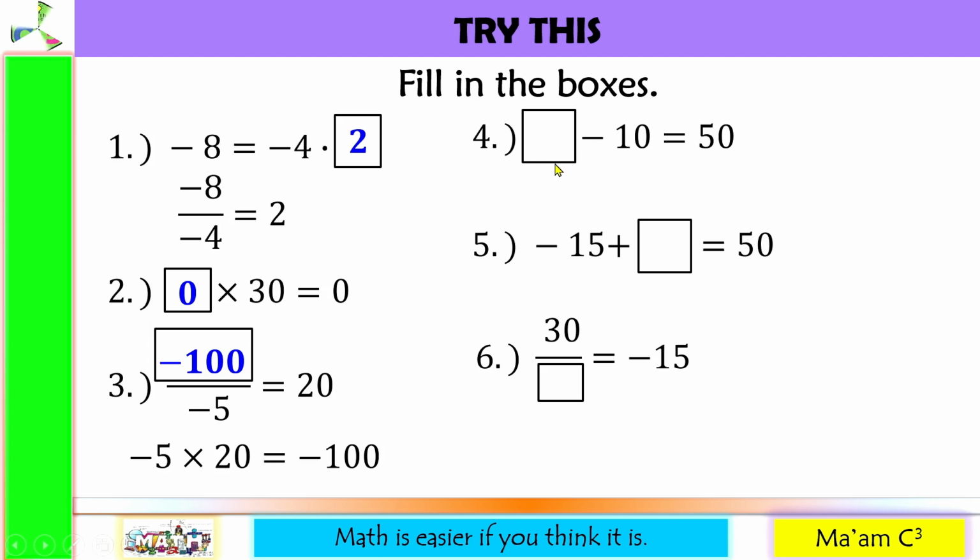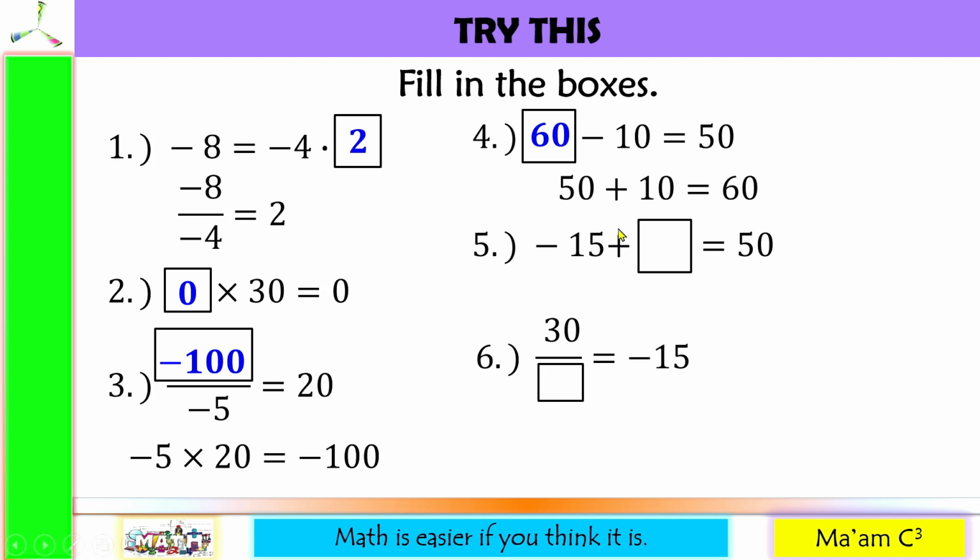Number 4, the box minus 10 is equal to 50. To solve for this, simply move negative 10 to the other side. And when you pass over the equal sign, the sign changes. So this will become 50 plus 10. And this is equal to 60. So 60 minus 10 is equal to 50. Check. Number 5, negative 15 plus the box is equal to 50.